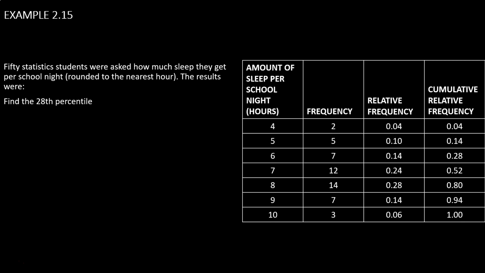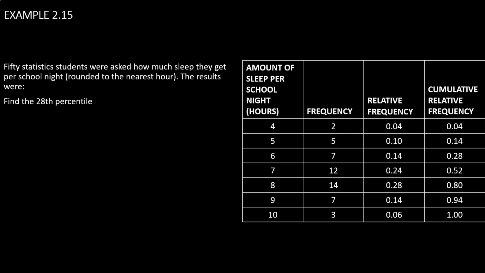We can see that the responses were anywhere between 4 hours of sleep each night up to 10 hours of sleep each night. So in that first column of our table, that's where we can see the different responses that we got from the students. In the frequency column, the second column of our table, we can see how many students responded with each of the different hour amounts. So we can see 2 students said they sleep 4 hours, 7 students said they sleep 6 hours, 14 students said they sleep 8 hours, and so on.